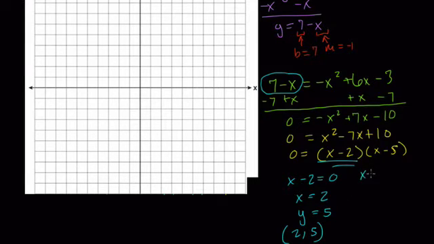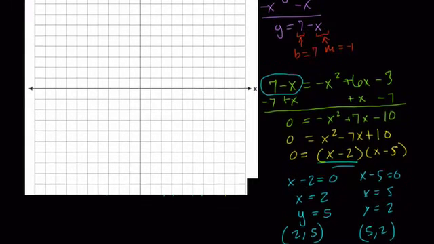And then here, x minus 5 equals 0. Add 5 to both sides. Okay, x equals 5. Well, then 7 minus 5 is 2. So when x equals 2, y equals 5, and when x equals 5, y equals 2. Right, the reverses of each other, (5, 2). So this helps us because now we can graph.